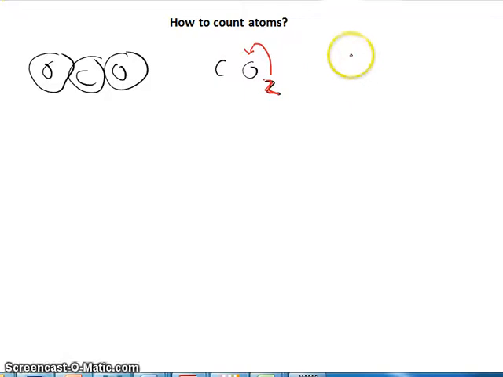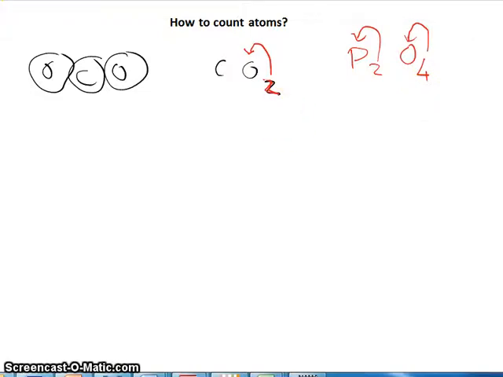If they say P2O4, that means 2 P to 4 O, 2 P and 4 O. So it's directly in front of it, whichever is directly in front of it.